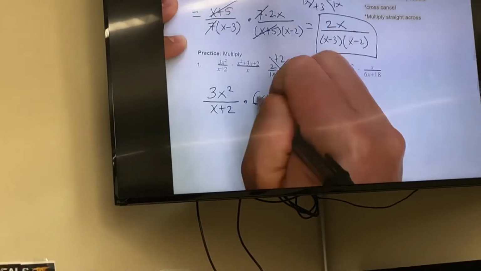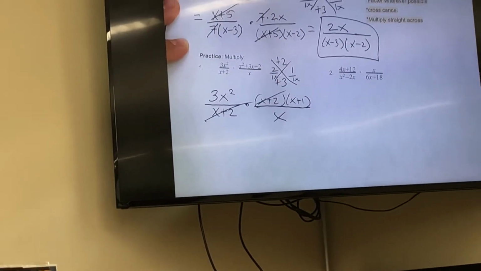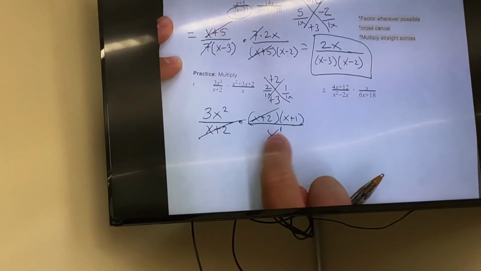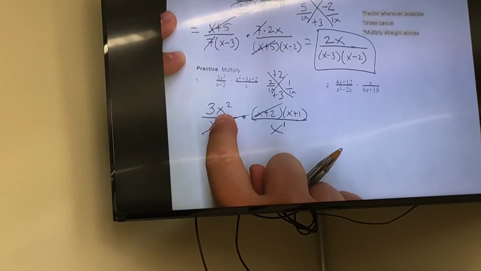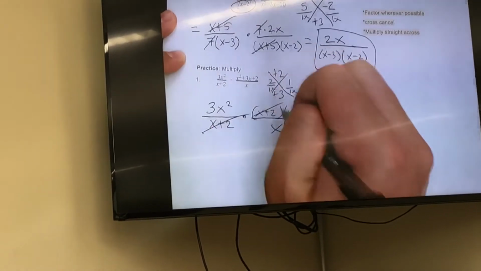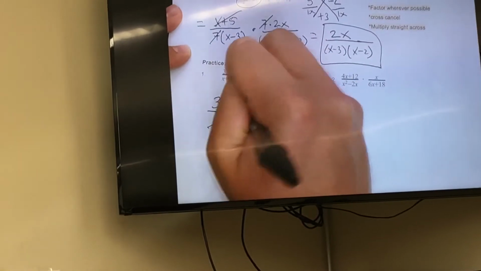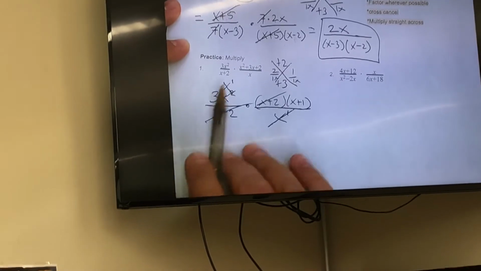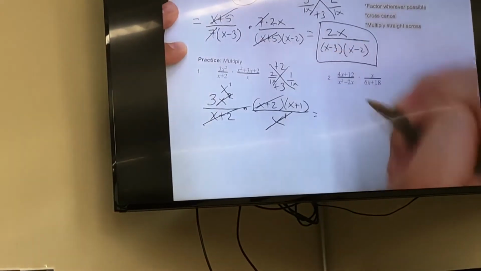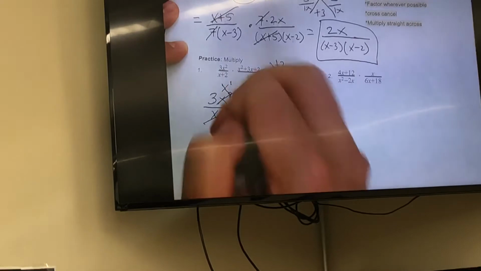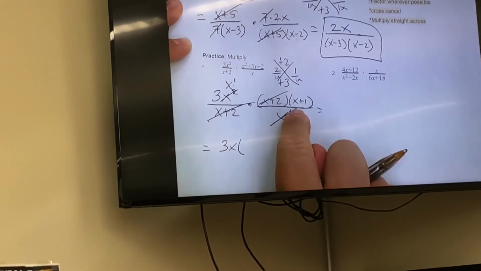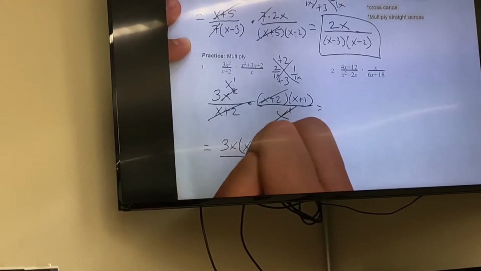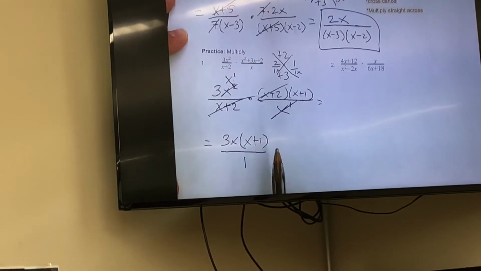So easy enough, you should see that those x plus 2's cancel. Now, this is an x to the 1 power. So one of this x will cancel with one of those x's. So this will be gone. This will be gone and become just an x to the 1 power. Okay? So what we have left on top, I'm going to bring it down here, will be the 3x, parenthesis, the x plus 1. And on the bottom, it's just a 1 because there's nothing left.